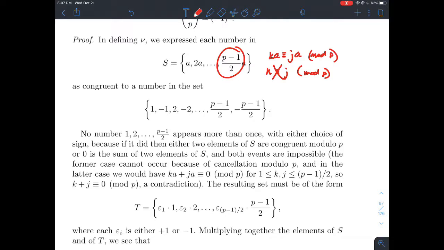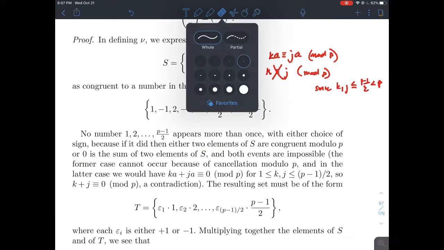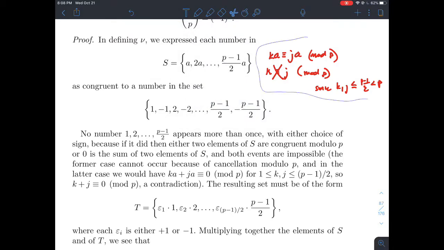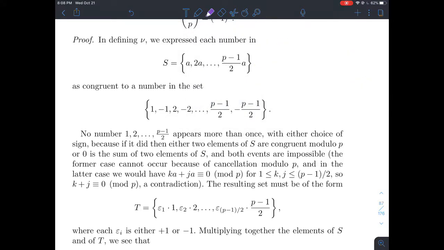And in fact, what else could happen? If it did, then either two elements are congruent mod p, which I just justified is not true, since k and j are both less than or equal to (p minus 1)/2, which is less than p. The other possibility is that the sum of two elements from S is 0. So how could that be? What if ka plus ja was 0 mod p? But remember, k and j again are smaller than (p minus 1)/2.